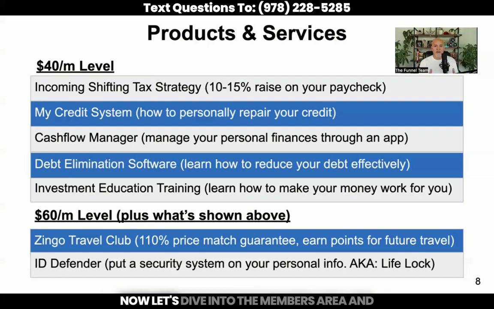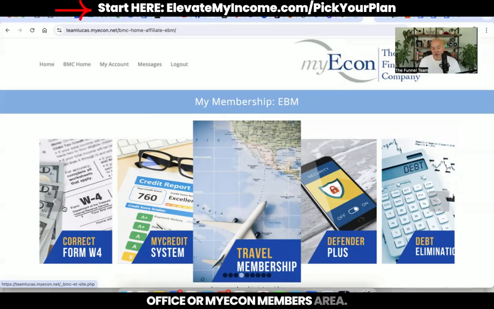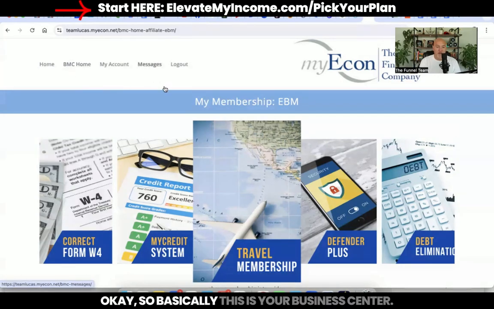Now, let's dive into the members area and I'll show you where and how you can access these once you activate your membership. So this is your myEcon back office or myEcon members area. And specifically, the screen that you're looking for here says BMC Home. Okay. So basically, this is your business center. This is where all of your information is.